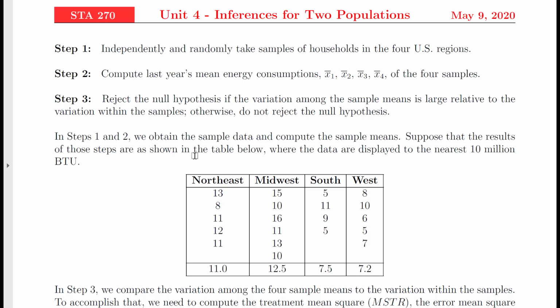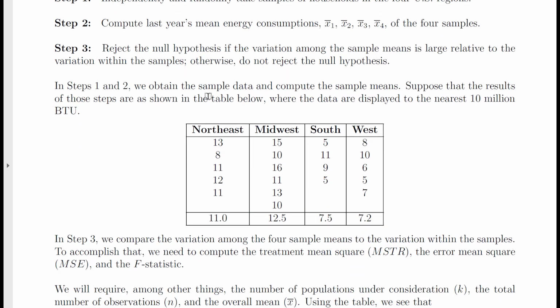Step 1, we independently and randomly take samples of households in the 4 U.S. regions. Step 2, we compute the mean energy consumptions of the 4 samples, and then we will stop there today, and we will finish this off tomorrow with step 3. So here is our sample data. We have the Northeast, Midwest, South, and West, and the data is presented to the nearest 10 million BTUs.